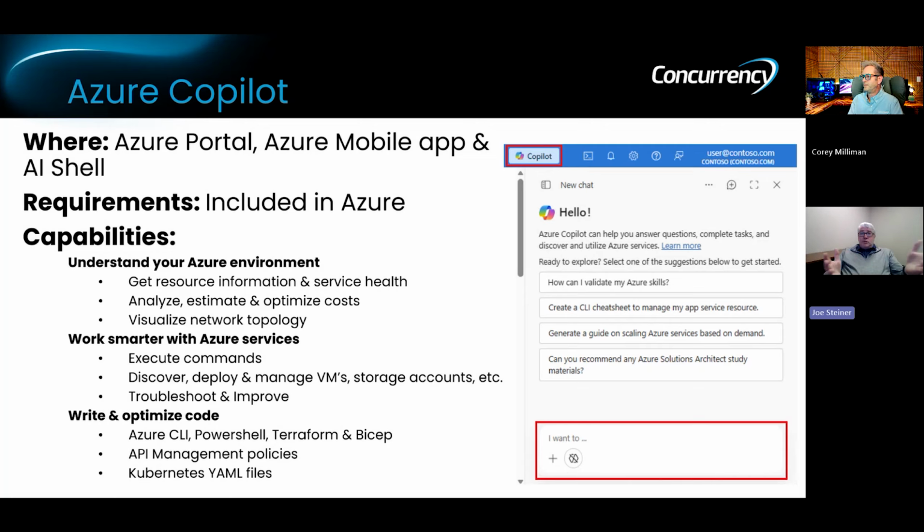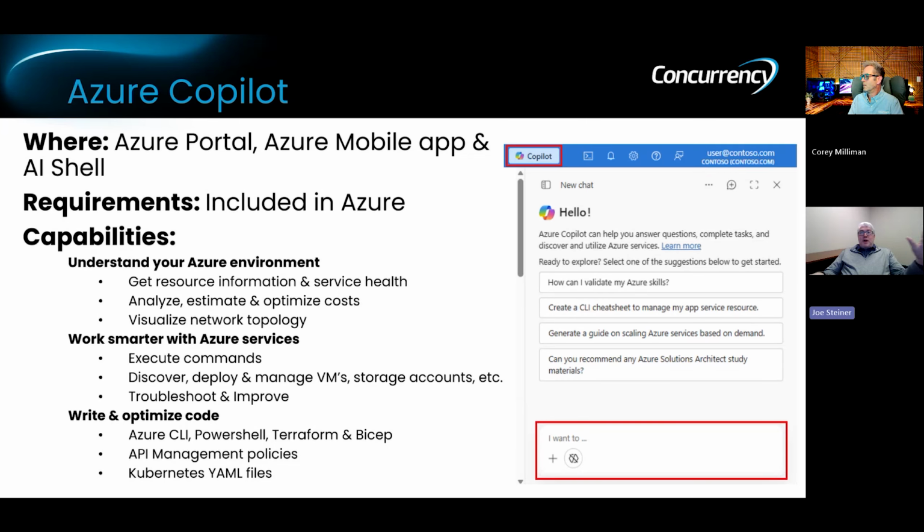It also helps me write code. It's able to write code in terms of CLI, PowerShell, and also do Terraform and Bicep. So I have to tell it what language I want to be using, and then I can tell it, hey, write me code to do this in Terraform, and it will go ahead and do that. It can help you create API management policies, and YAML files for Kubernetes deployments. It can do a lot of things with AKS. And so a whole host of things here.